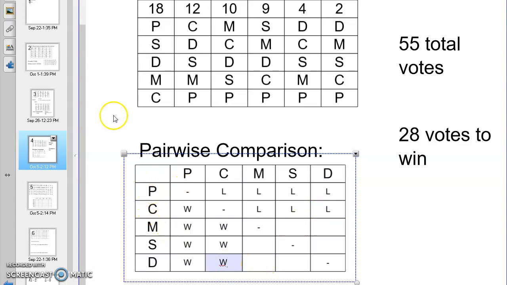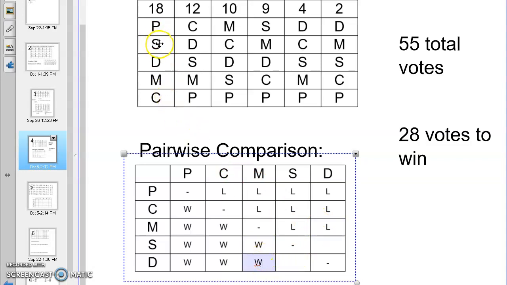Now we're doing M versus S. S wins the first column, S wins the second column. That's 30 votes. S has already won. So M loses to S. And the same thing happens here. D wins the first two columns. M loses the first two columns. So D already has 30 votes. That's it. So M loses to D, and D beats M.